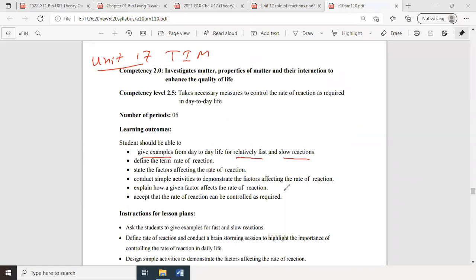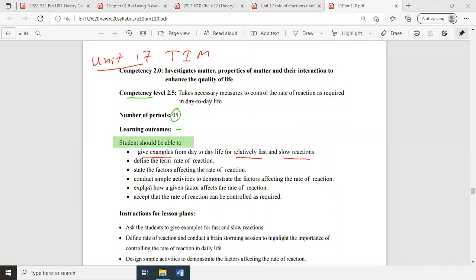So that means the student should be able to do this. This is what they can test in the oral paper. Remember, the paper is set based on this teacher's guide, the number of periods allocated, and the competency and competency level. Learning outcomes.